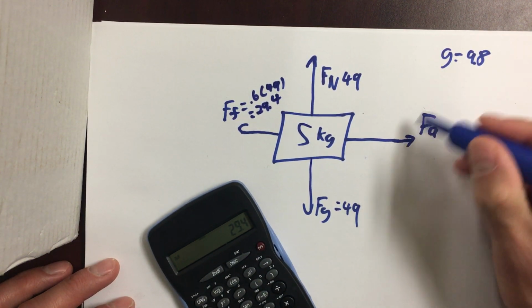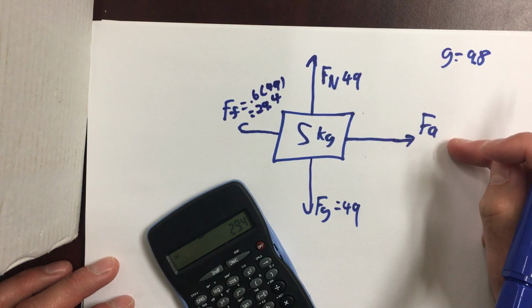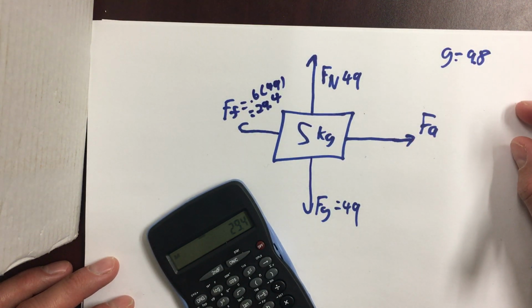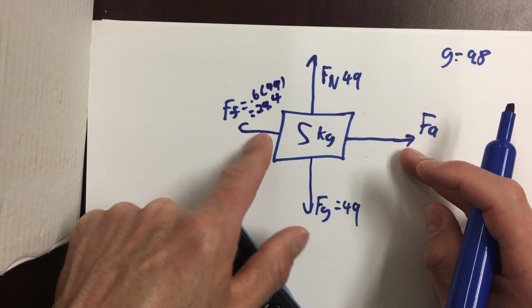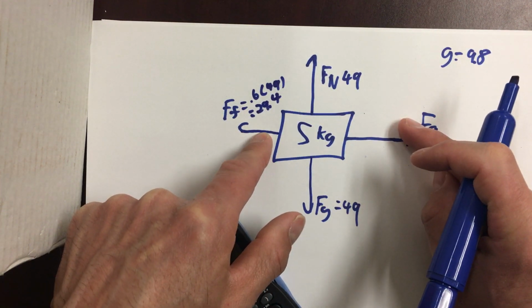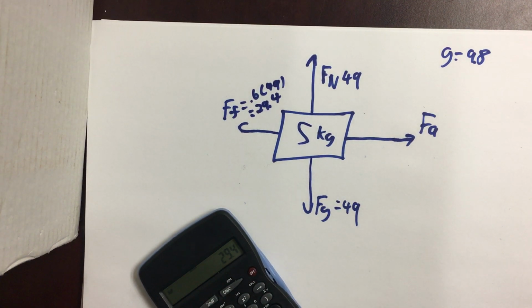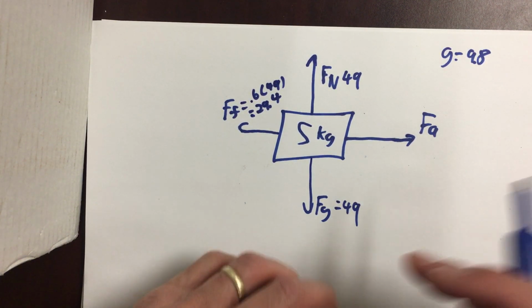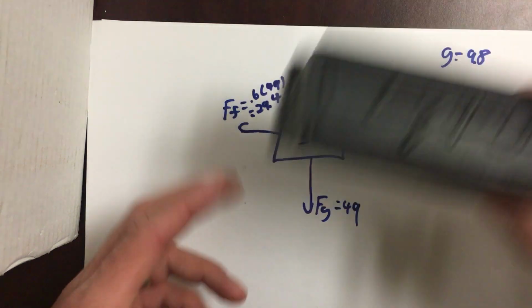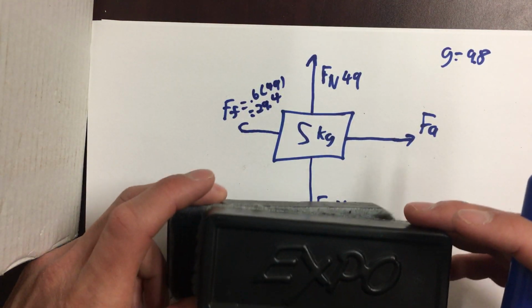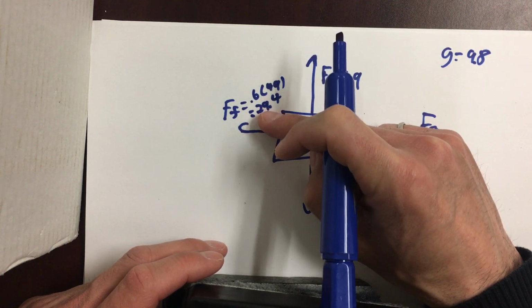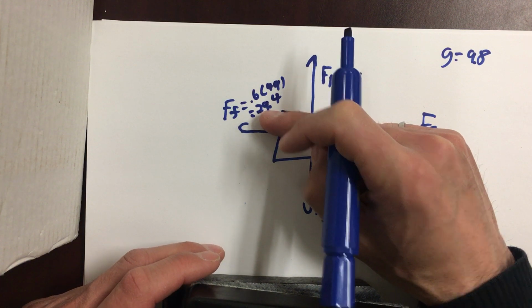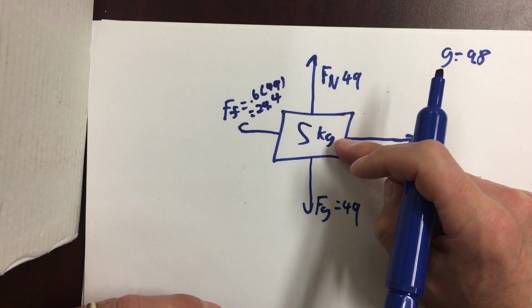And I'm now looking for the maximum applied force that I can have under these circumstances. Now, it is very tempting to say, well, that's the maximum value of friction, so the maximum applied force would be also 29.4 newtons. However, that creates a contradiction. Let me explain. If I pull forward with 29.4 newtons and friction is pulling back with 29.4 newtons, the net force on this block would be 0.